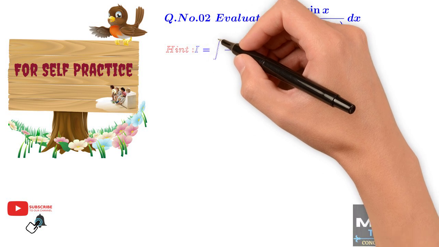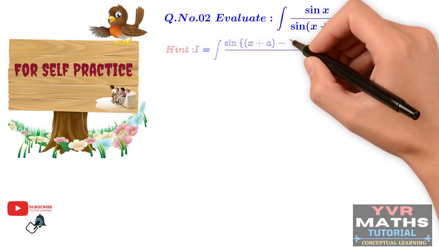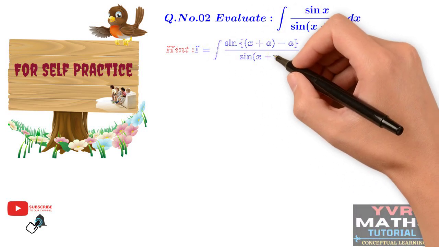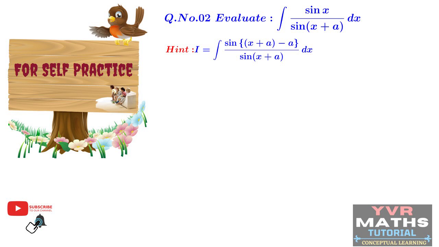Integral sin of x plus a minus a by sin of x plus a dx. Now if you observe the numerator part of the given integrand, it is clearly in the form of sin of a minus b. Now you can apply the sin of a minus b formula on the numerator and then split the terms, and then you can apply the standard formulas related to that integral. Then you will get the answer.